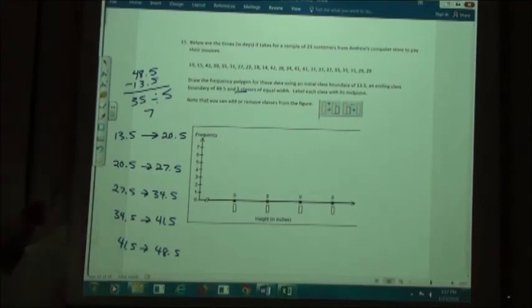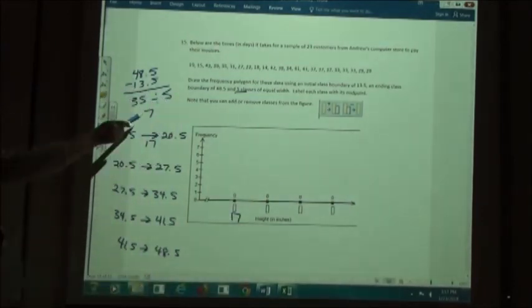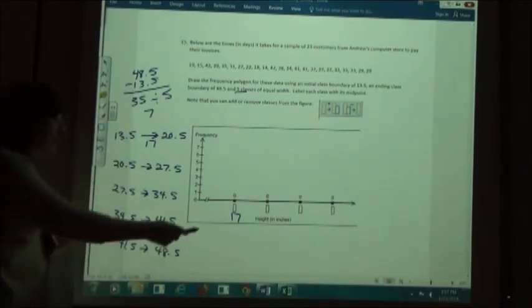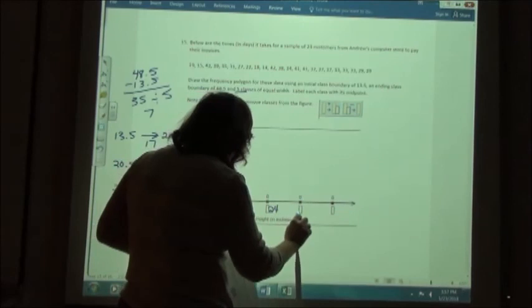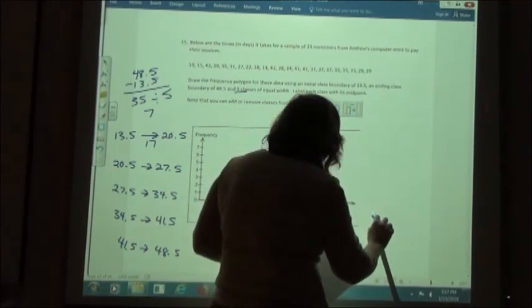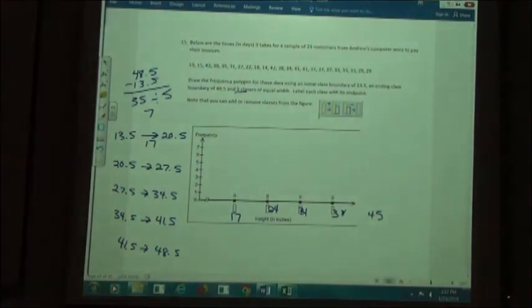So on the first one here, if I go from 35.5 to 20.5, my midpoint is 17. Now you could do the midpoint the long way for each of them, but since I know my class width is 7, I could just add 7 to each of those, and that should be my midpoints. So if I take 17 plus 7, I would get 24 plus 7, 31 plus 7, 38 plus 7, 45, and I think that's as far as we need to go. I labeled my midpoints.